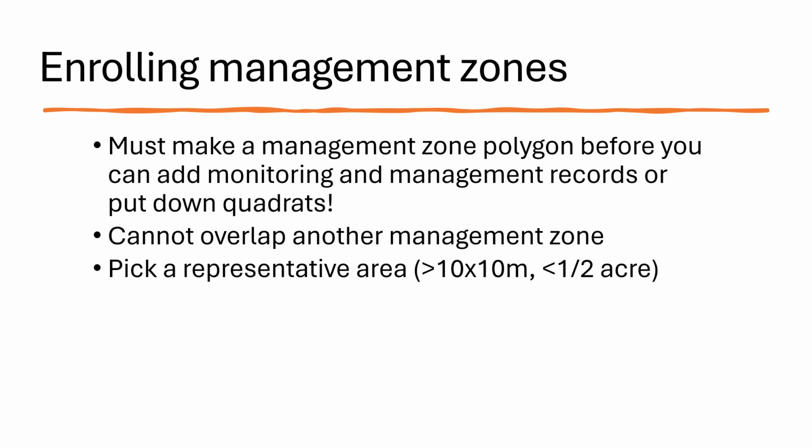The minimum size of the zone should be at least 10 by 10 meters to account for both the average accuracy of a GIS-enabled device and for the minimum number of quadrats that will need to fit within the polygon for monitoring. There is no maximum size for a management zone, but we recommend enrolling a management zone that is less than 1/2 acre in size.